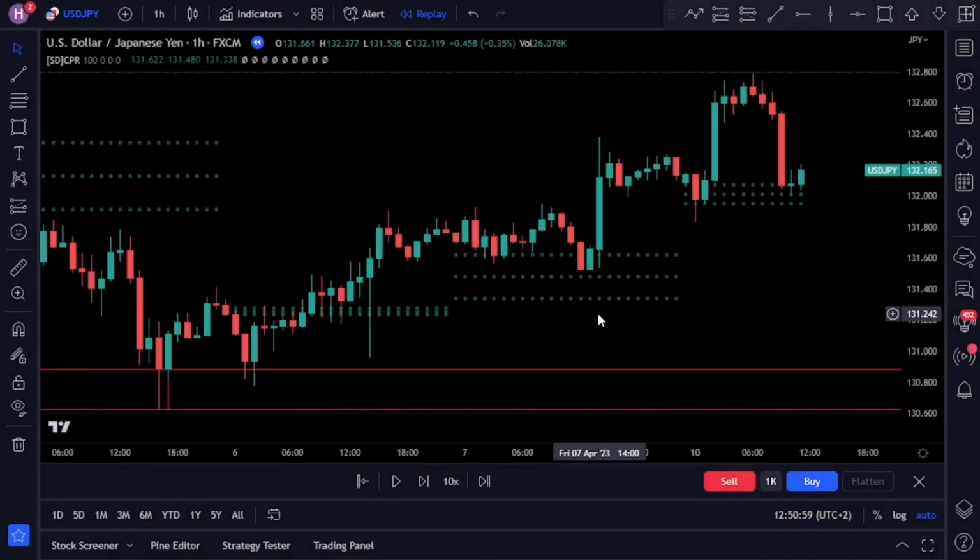Here are some trading examples using the CPR indicator. The best way to use the CPR indicator is in conjunction with other technical analysis tools, such as trend lines and price action analysis, to identify high probability trade opportunities.